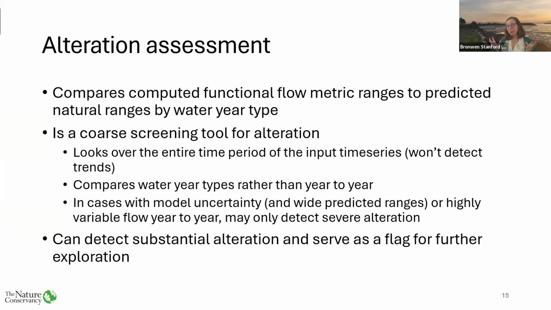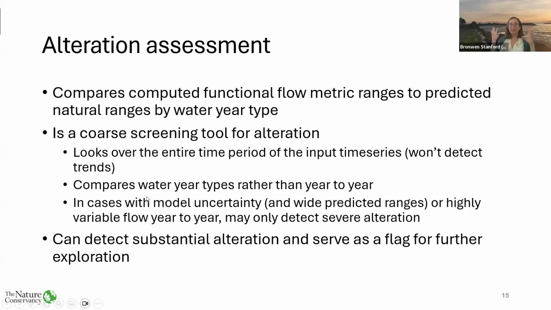One thing that's important to know about this is it's a coarse screening tool for alteration. It is not going to catch everything. It may give you an unaltered result and there's still some alteration, but it's a broad first pass to see, is this likely to be a very altered system or not? So it's coarse for a few reasons. One is it looks over the entire time period of the input time series, potentially by water year type, but over the whole period. So if there are trends in your alteration, like it's been increasing over time, but it was pretty unaltered towards the beginning of the time period that you uploaded, that might swamp it out. So you won't see the alteration that you're seeing in the more recent time period.